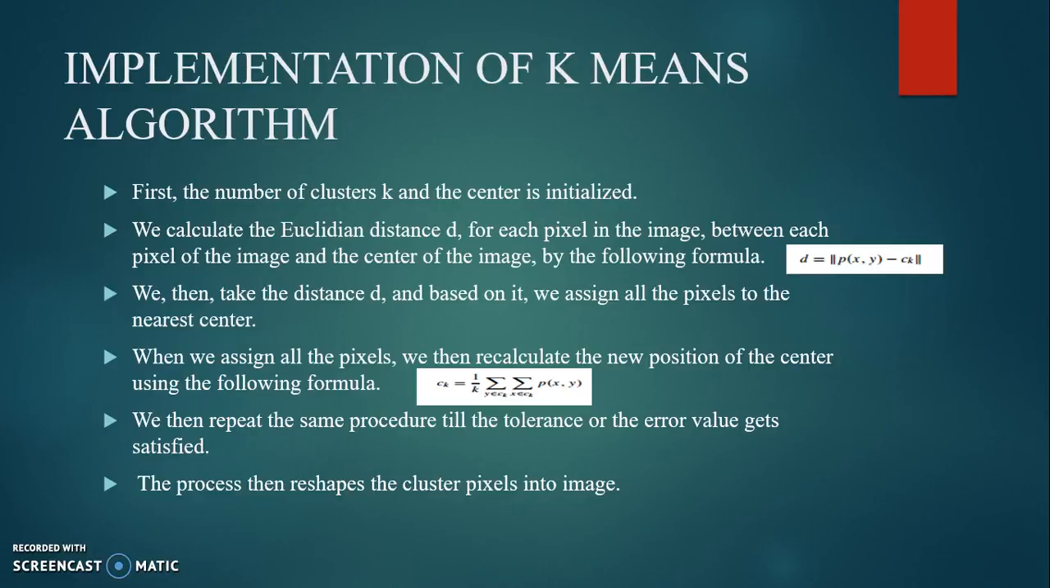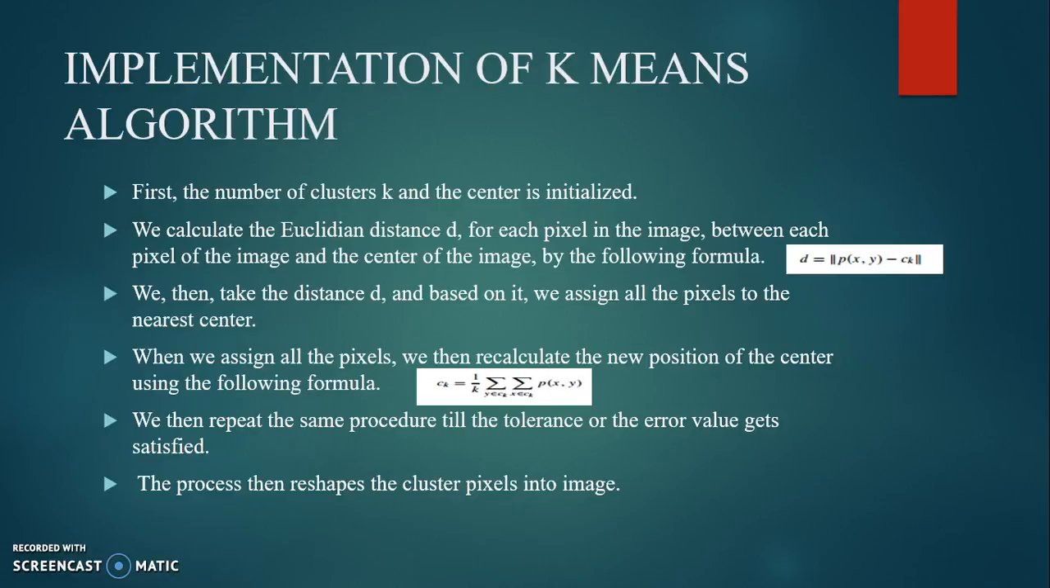Implementation of the k-means algorithm. First, the number of clusters k and the center is initialized. Then we calculate the Euclidean distance for each pixel in the range in the image between each pixel of the image and the center of the image by the following formula. Then we take the distance d and, based on it, we assign all the pixels to the nearest center.